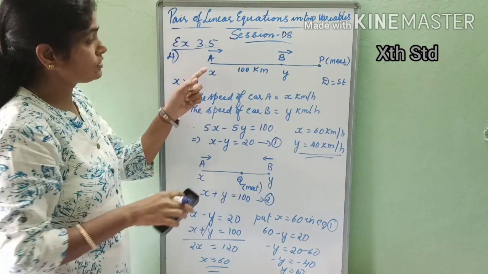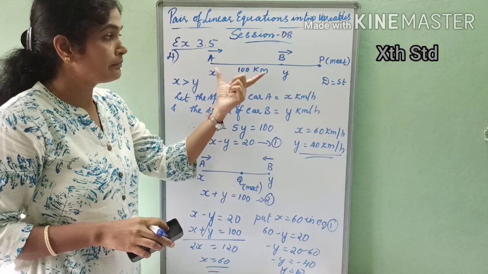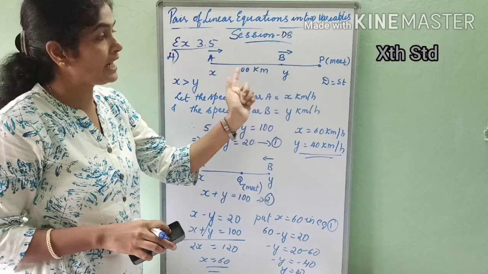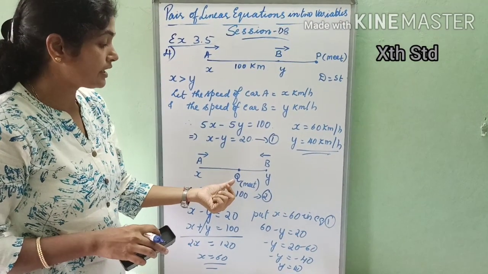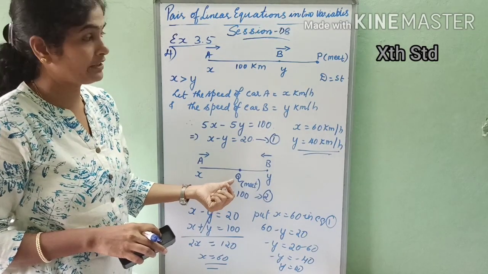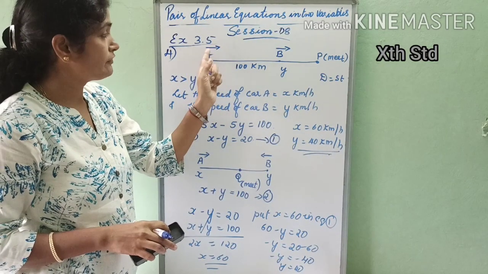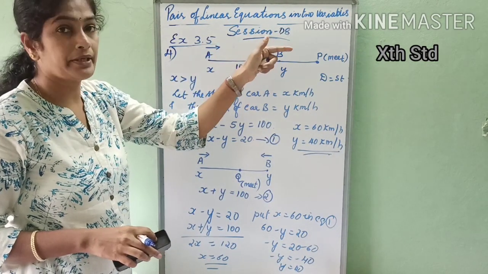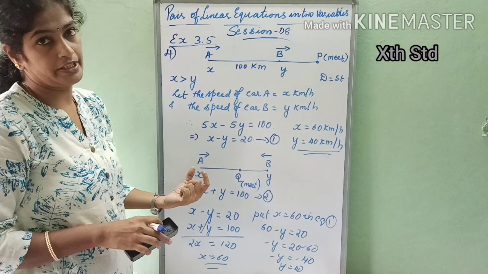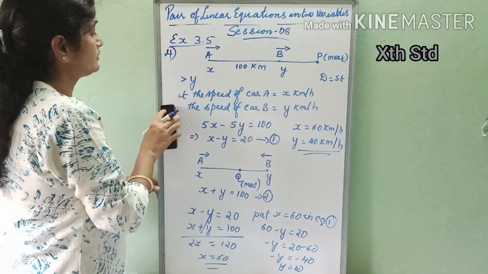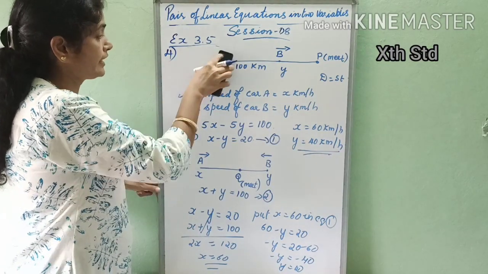These conditions you understand clearly. They are meeting at point P after 5 hours, and here they meet at point Q in 1 hour. But in the first case they are moving in the same direction, but in the second condition they are moving in different directions. Right? Now let's move on to the next question.